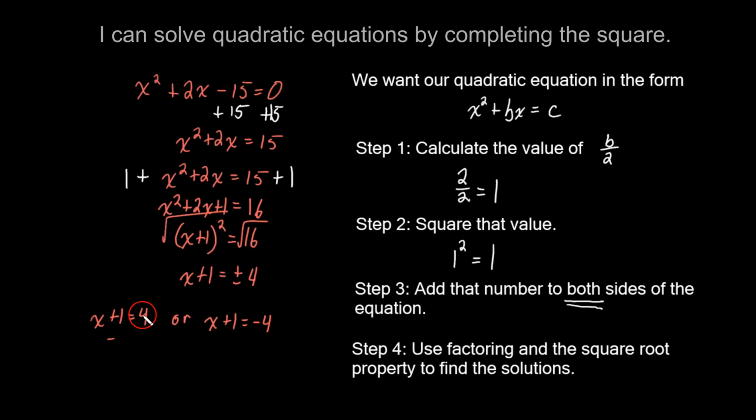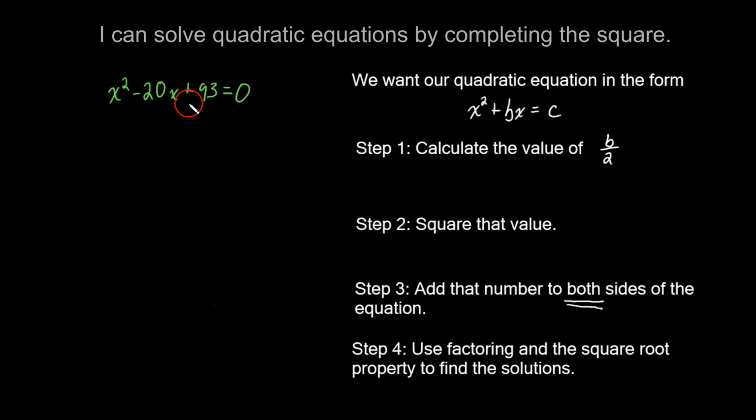And let's solve for these. We subtract 1 from both sides, which gives us x is equal to 3, or, subtracting 1 again, x is equal to negative 5. So our solutions are x is equal to 3, comma, negative 5. And those are our solutions to this quadratic equation. Let's look at one more example here.